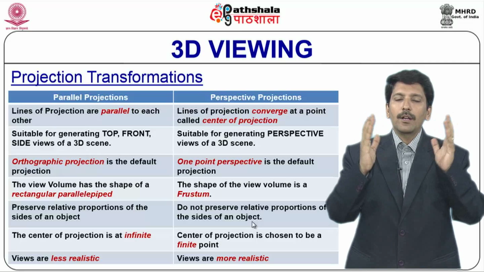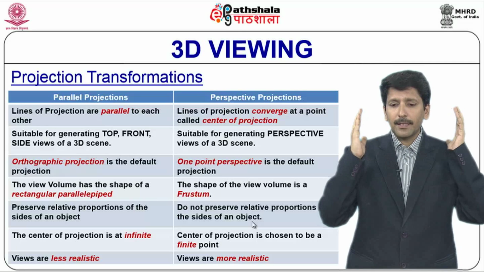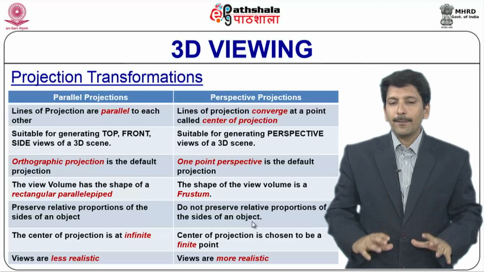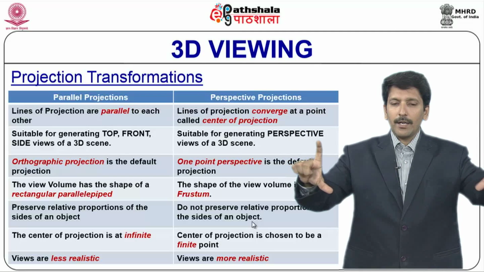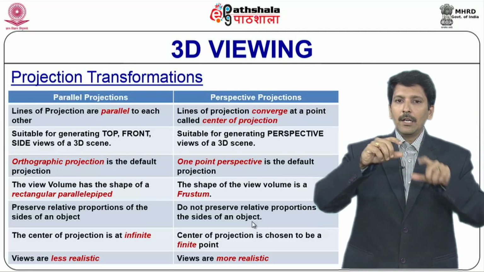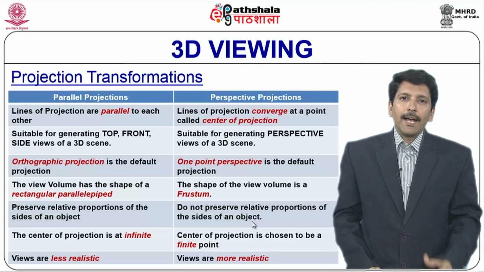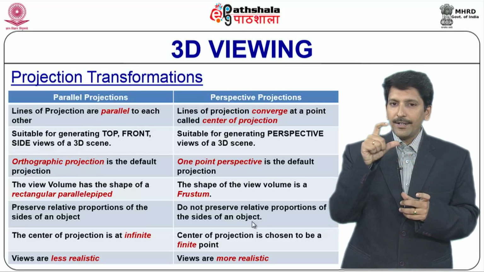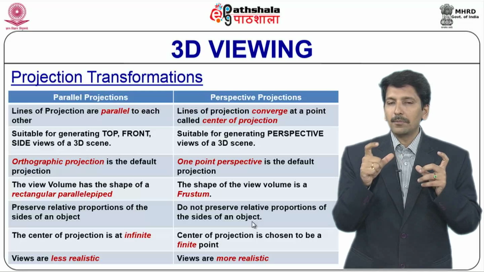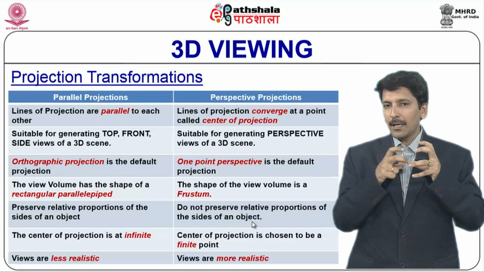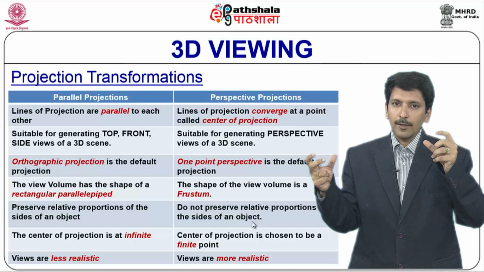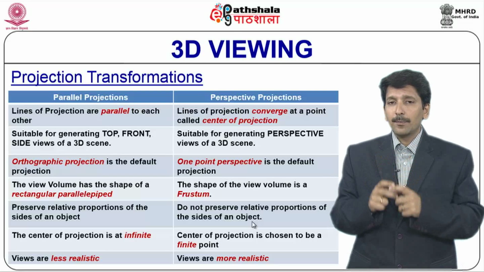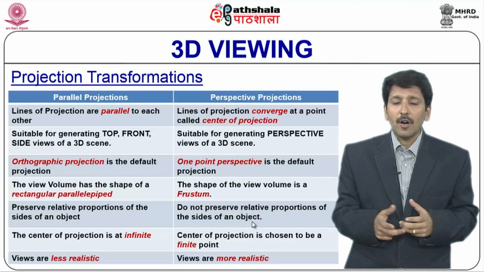A frustum is like our old-day cameras: it gets narrowed down, or tapered, at the end, with a broader front. Like panoramic cameras, the front is wider and it gets narrower at the end. That is the shape of a frustum. Another important difference is that parallel projection preserves the relative proportions of the sides of an object, and perspective projection does not. What that means is, when you project objects using parallel projections, the actual sides that you measure for the object and for the projected object are related, whereas in perspective projections the sides of the object get distorted.